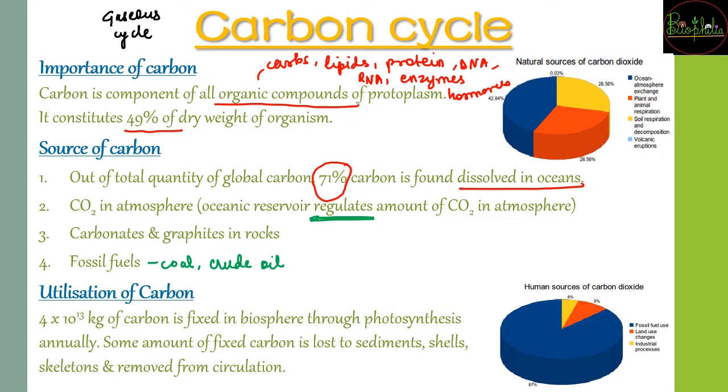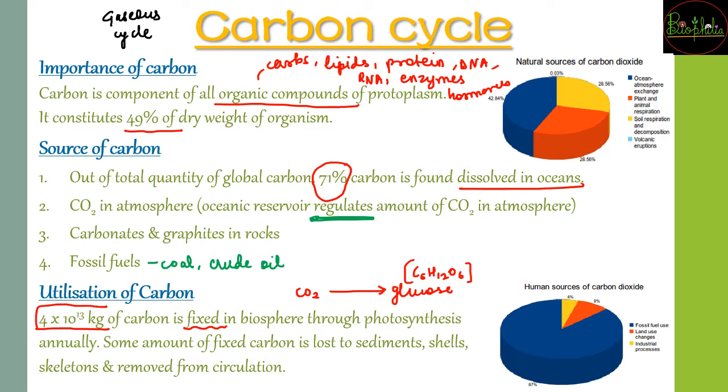And what is the utilization of carbon? About 4 into 10 raised to 13 kgs. So you can imagine this is a lot of carbon that is fixed in the biosphere through photosynthesis. The carbon dioxide is processed to convert it into, say, glucose. In glucose also you find it as carbon fixation. So this fixation is nothing but the amount you can see over here.